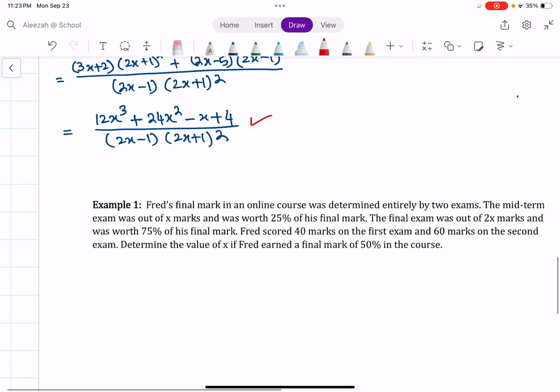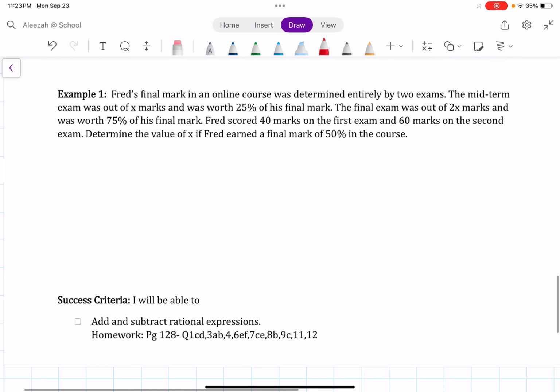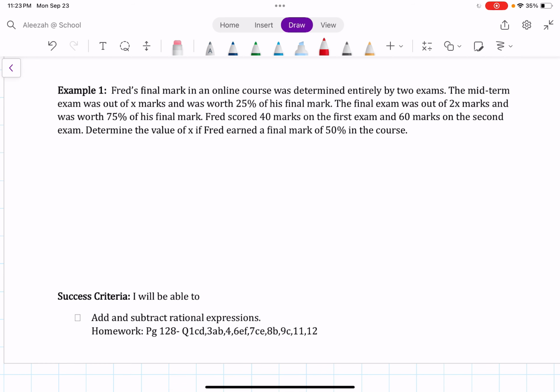Okay, the last question is a word problem. So here the question is, Fred's final mark in an online course was determined entirely by 2 exams. The midterm exam was out of x marks and worth 25%. The final exam was out of 2x marks and worth 75% of his final mark. Fred scored 40 marks on the first exam, 60 on the second exam, and you have to determine the value of x if Fred earned a final of 50% in this course.